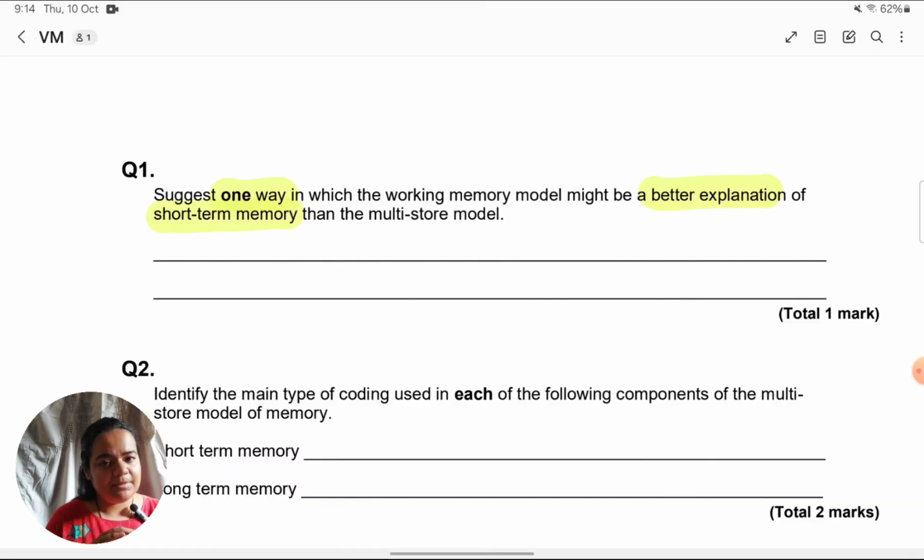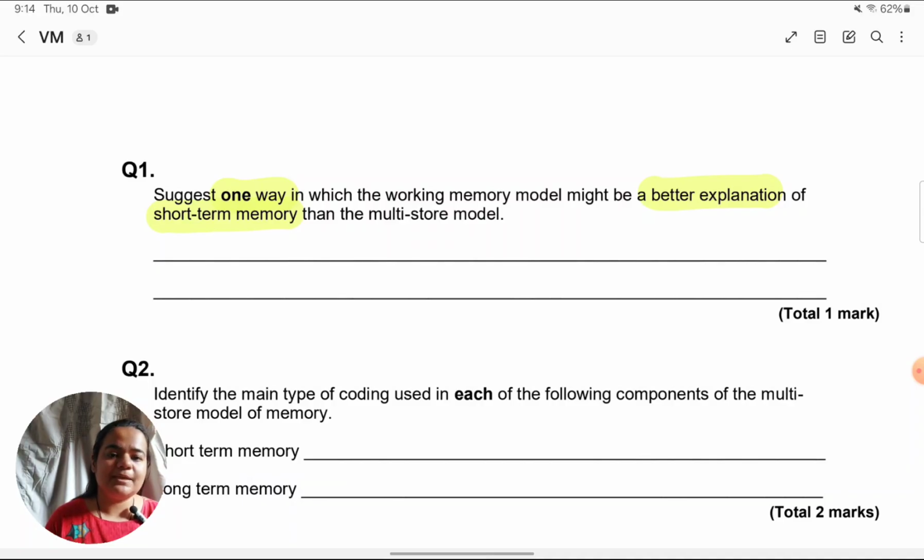Another point that can be given is that working memory model looks at short-term memory as an active process, as a workbench, as they refer to it. Whereas the multi-store model just looks at short-term memory as a passive store. It just receives information from the sensory register and then passes it on to long-term memory. We can give either of these points. In fact, there are many more points you can give.